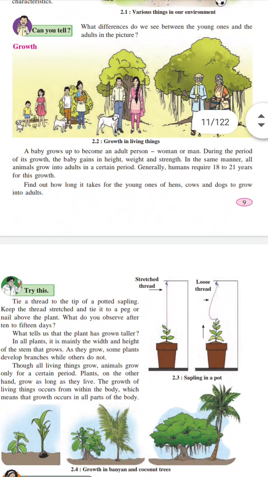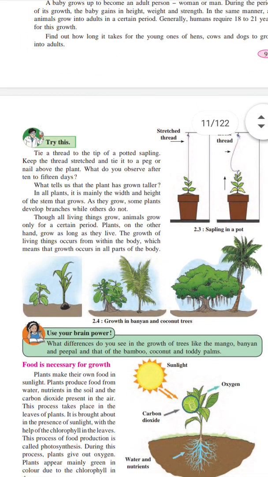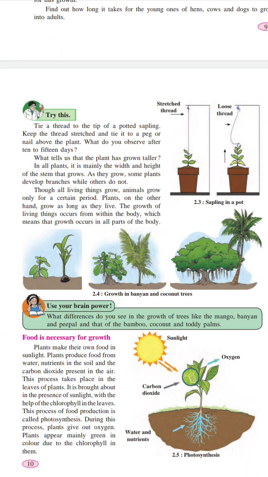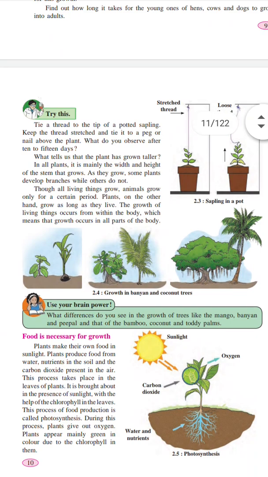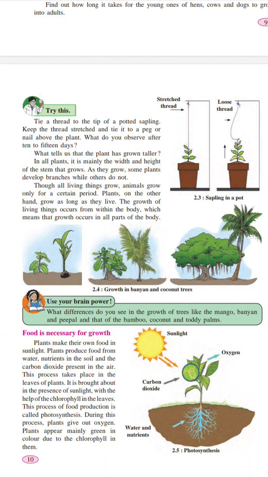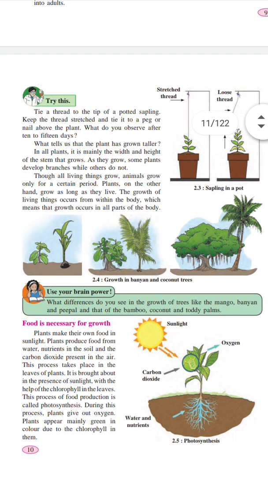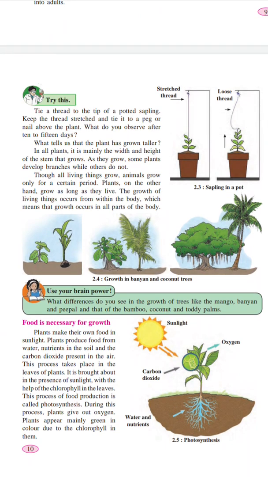Okay, then on the next page, page number 10, there is one activity, Try this. Take one sapling in a pot. Tie a thread to the tip of the potted sapling. Keep the thread stretched and tie it to a peg or nail above the plant. What do you observe after 10 to 15 days? What tells us that the plant has grown taller?